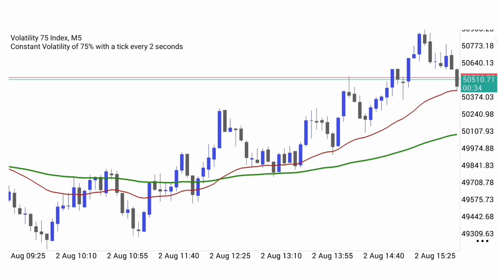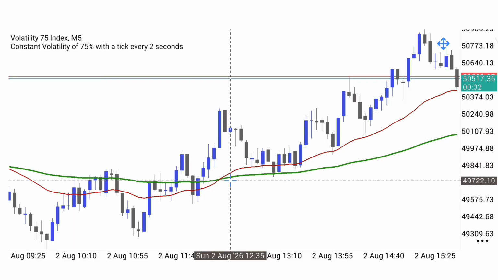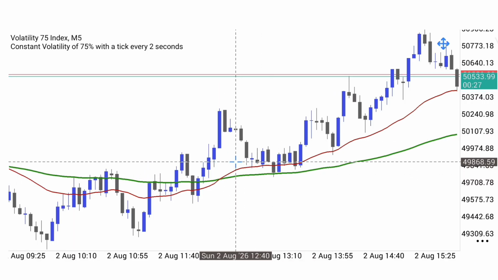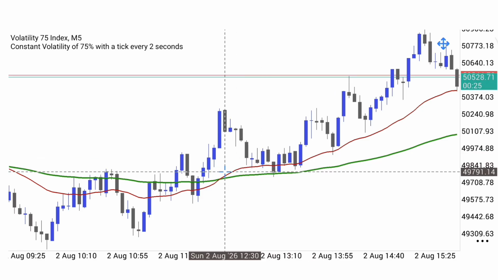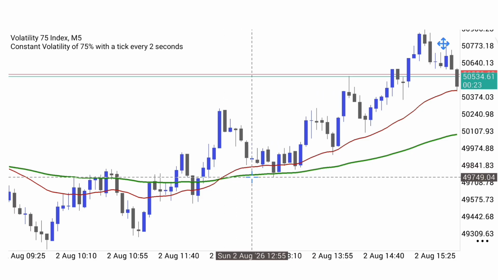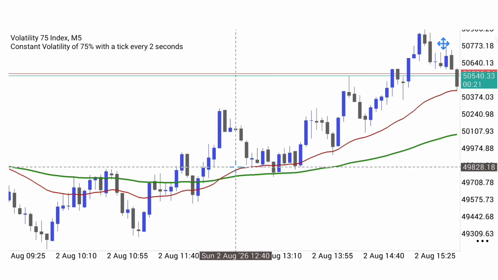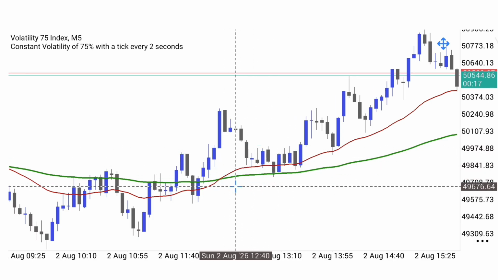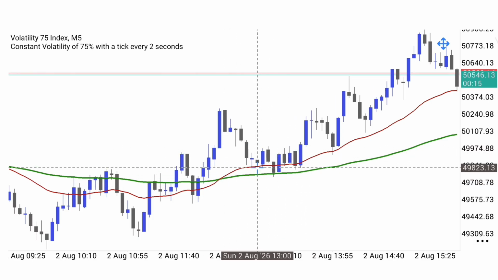For example right here, you can see that the moving average had a good crossover and it gave us a good price movement here. It was a bold crossover. So right now we can see that the market has already crossed over, and it is already great for us to trade it.